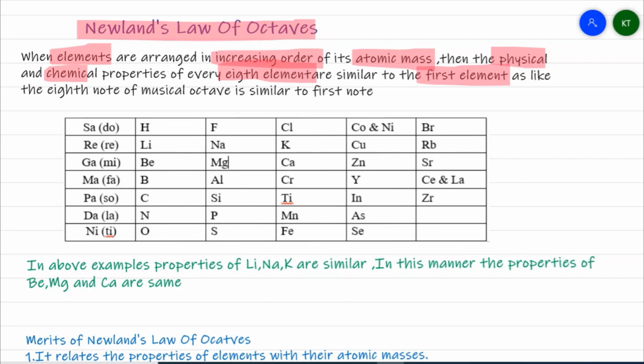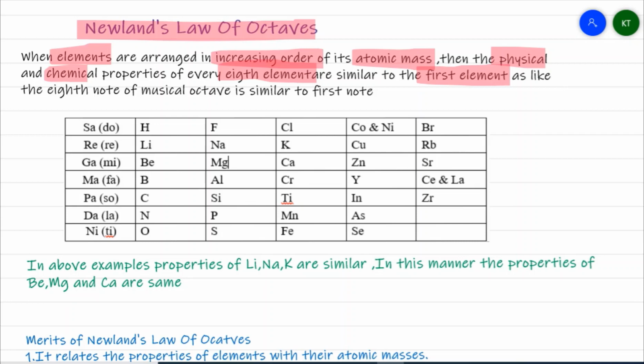We have sa re ga ma pa da ni. These are the seven surs in our Indian musical system. So the eighth sur, we take it as again sa. So we say sa re ga ma pa da ni sa. So the eighth note and the first note are repeating. Like this here also, when I arrange elements in increasing order of atomic mass, the property of every eighth element is similar to that of the first element.